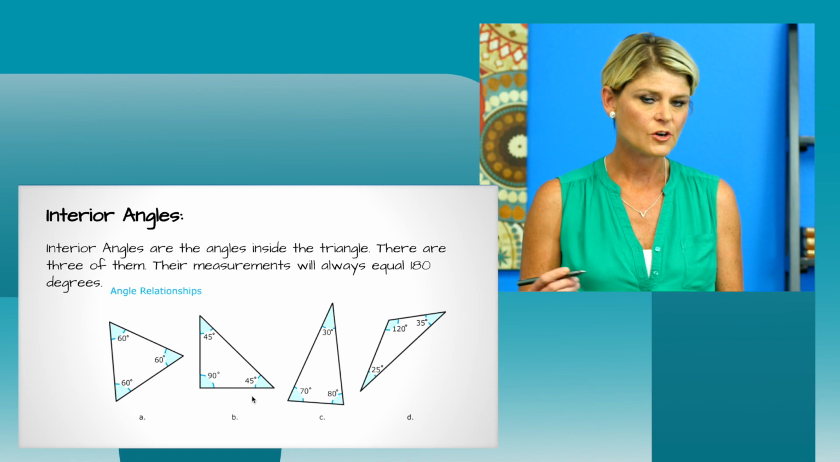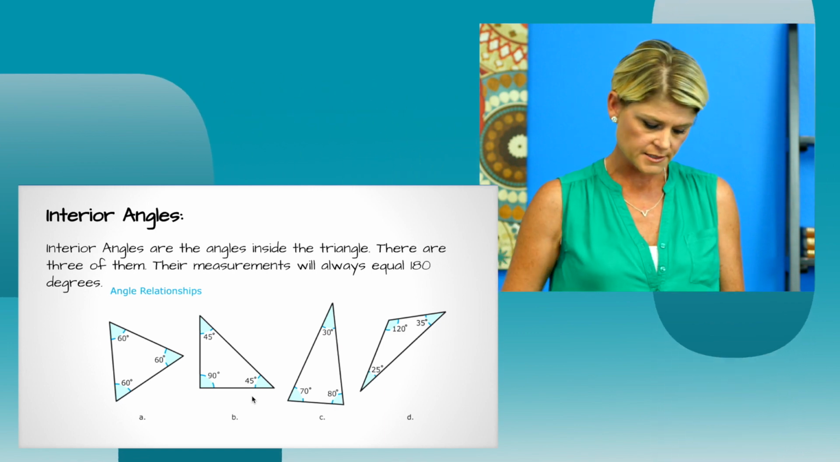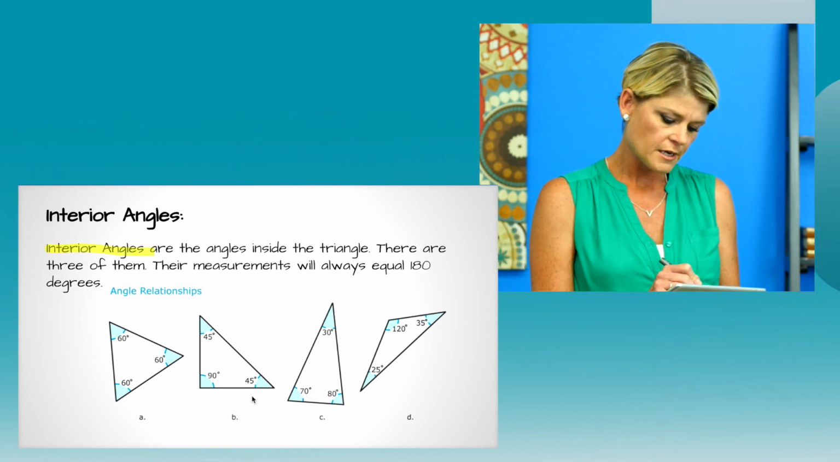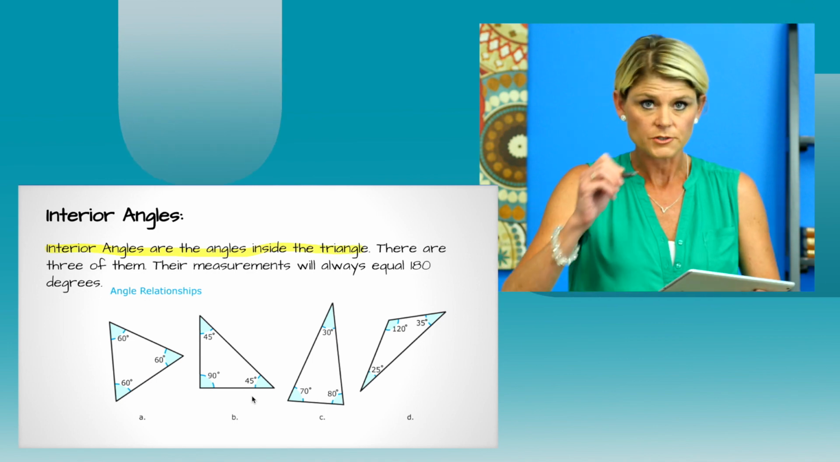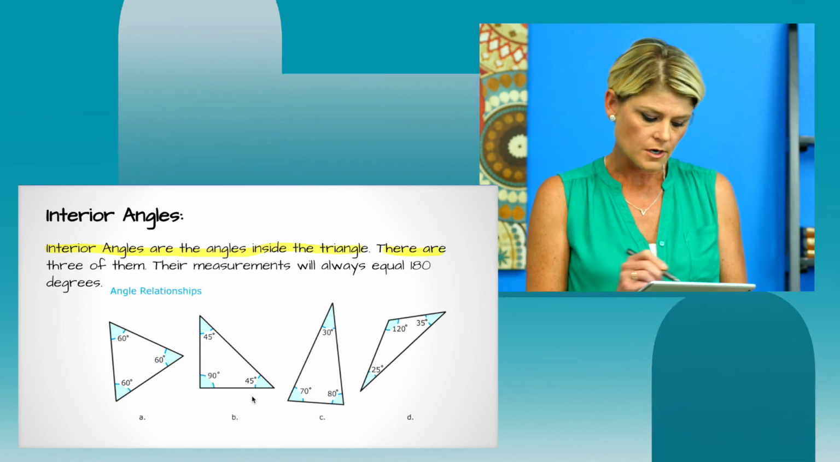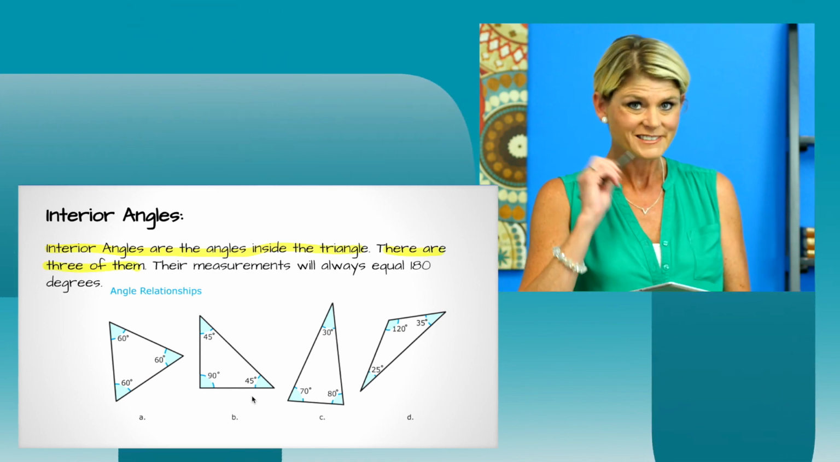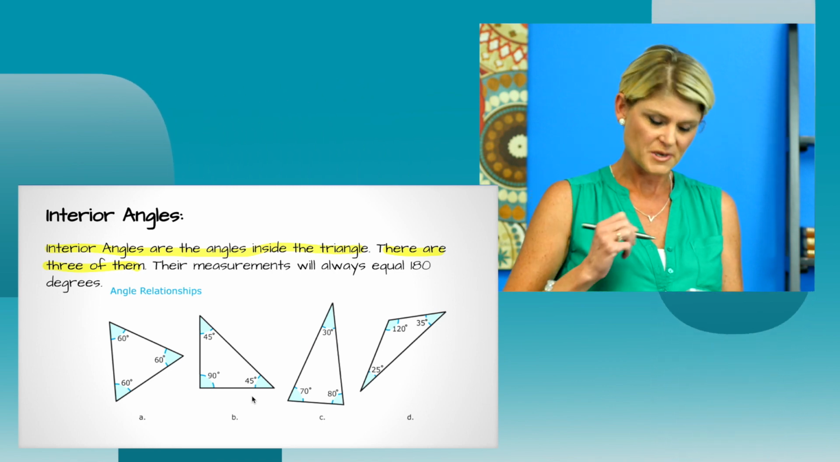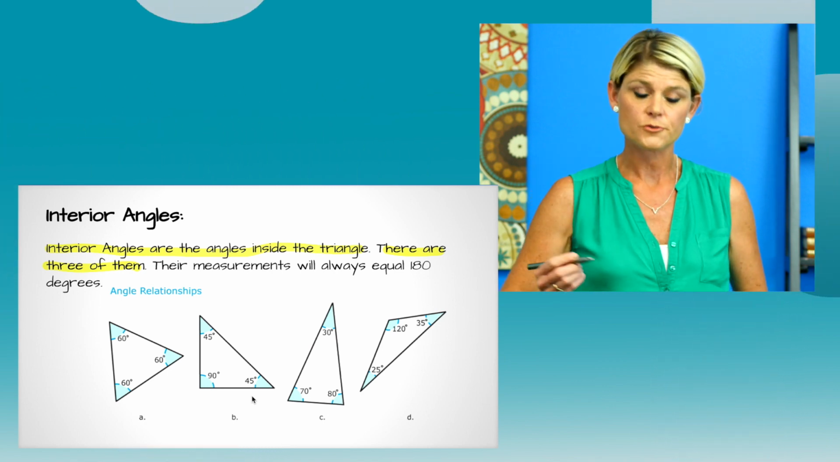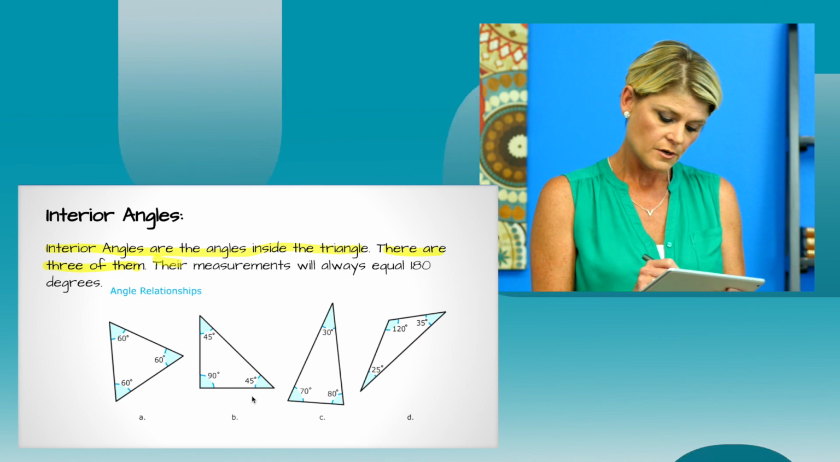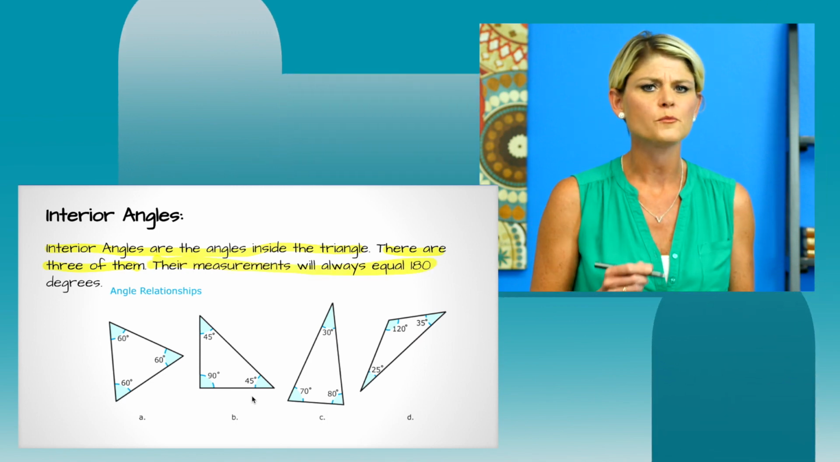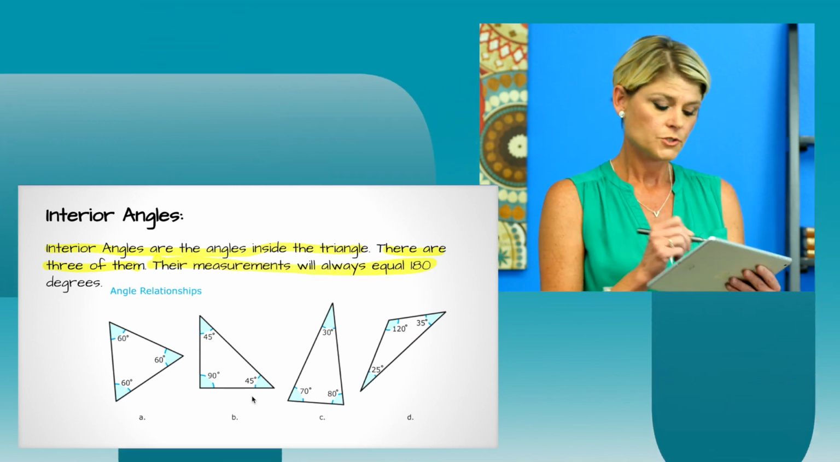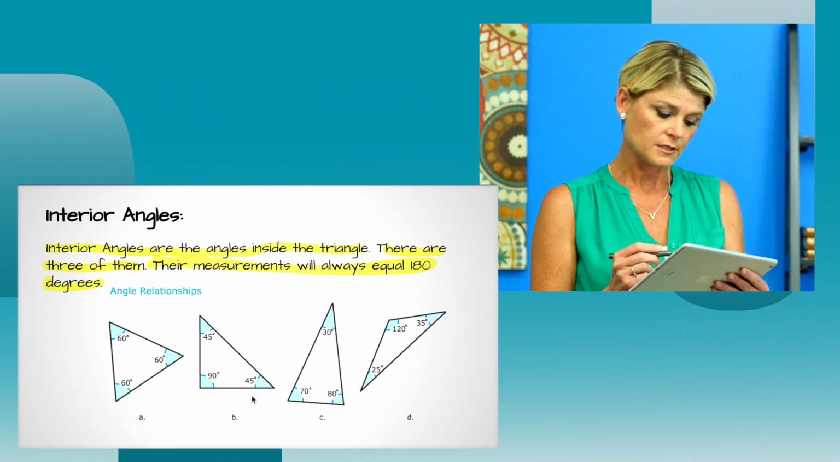All right, so the first thing I want to talk about when we're discussing triangles is what's called their interior angles. Let's take a look at the definition. Interior angles are all the angles inside the triangle. There are three of them, three corners, three edges of a triangle, so therefore there are three angles inside of it. Their measurements, and this is really, really important to remember, will always add up to 180 degrees.